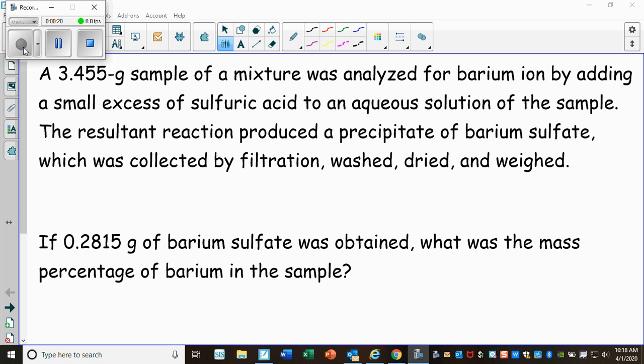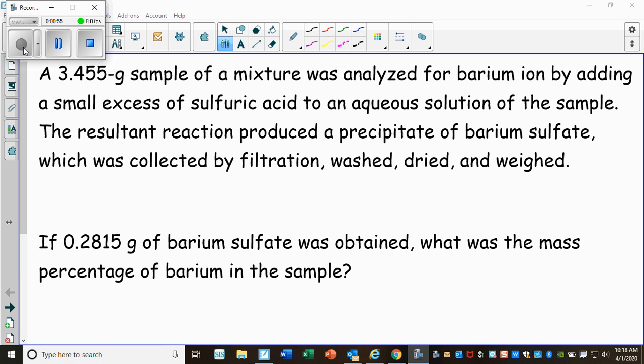A 3.455 gram sample of a mixture was analyzed for barium ion by adding a small excess of sulfuric acid to an aqueous solution of the sample. So not all of that 3.455 gram sample is the barium ion. It is implied that it's a mixture, and that's going to be important for what we do later. The resulting reaction produced precipitated barium sulfate, which was collected by filtration, washed, dried, and weighed.